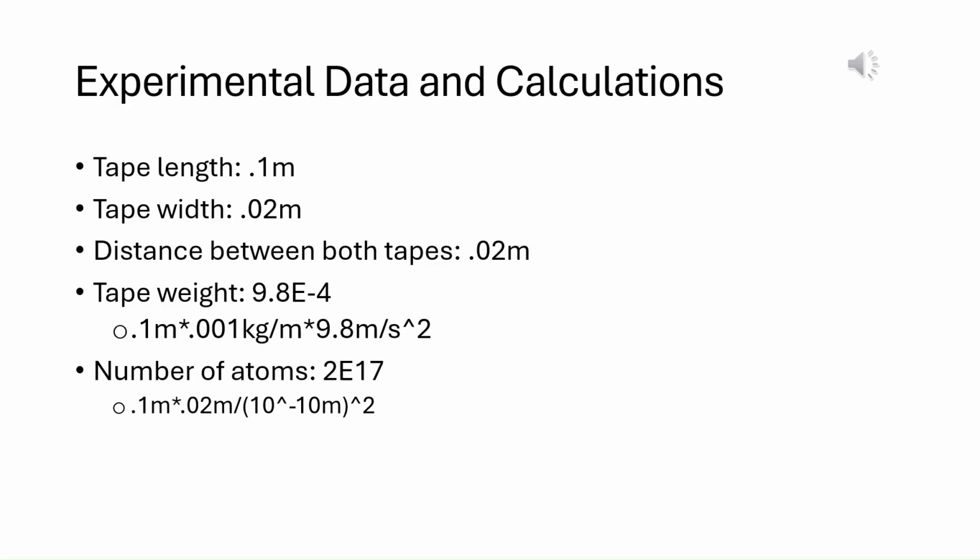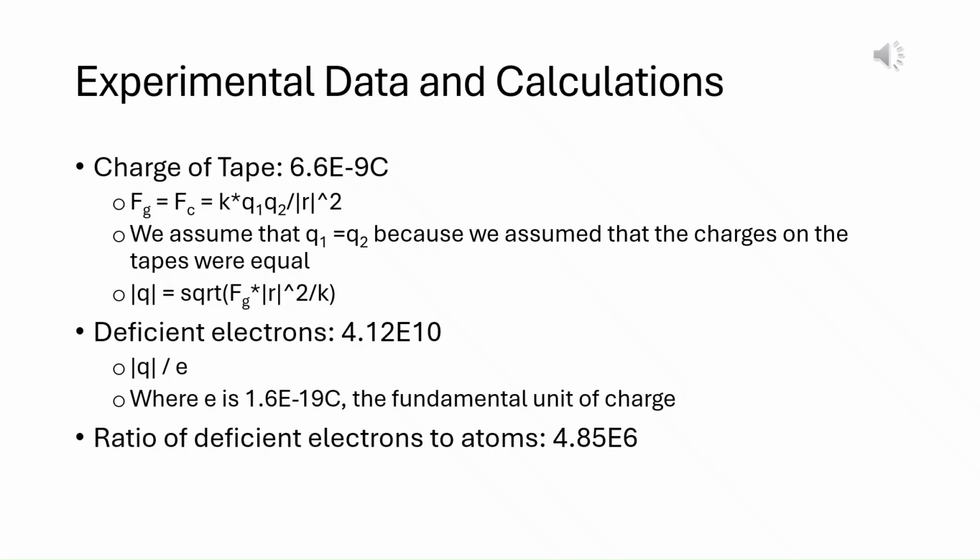Here is some experimental data and calculations, where the first three are all data that was measured, and then the last two are calculations. Here, Newton's second law is applied, where the force from gravity was equal to the force from the charges because of Newton's second law and the fact that the tape was not moving because it had zero acceleration. And also, we can see the assumption that Q1 is equal to Q2, because we assume that the processes for creating both tapes made tapes that were exactly the same.